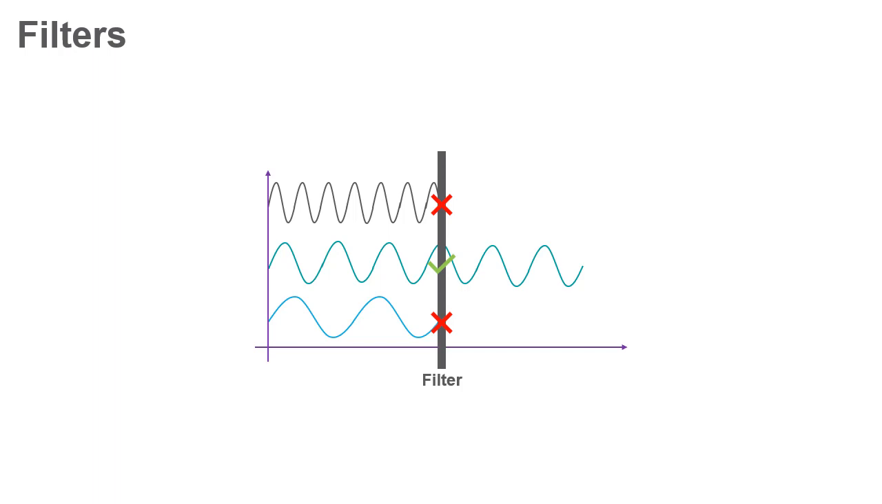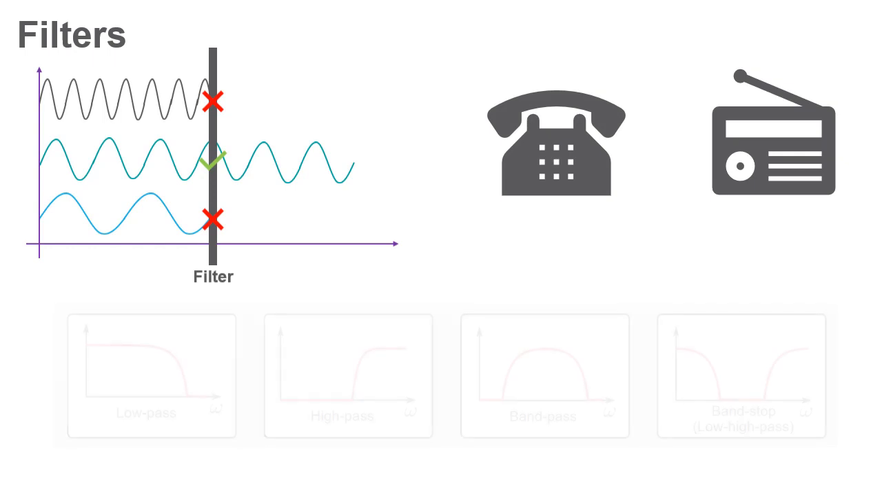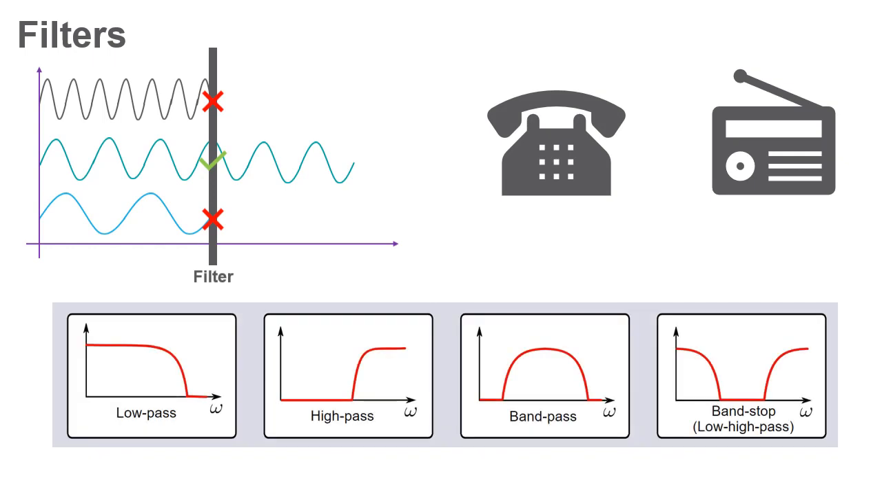Filters. An electronic filter is a circuit component that allows certain frequencies to transmit and rejects others. They are used in multiple devices such as radios and telephones. Let's look at 4 main types of filters: low pass, high pass, band pass, and band stop.